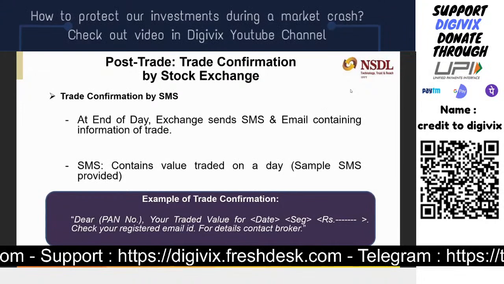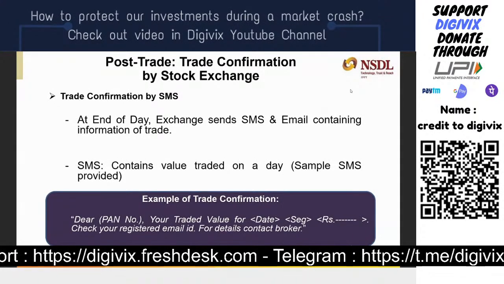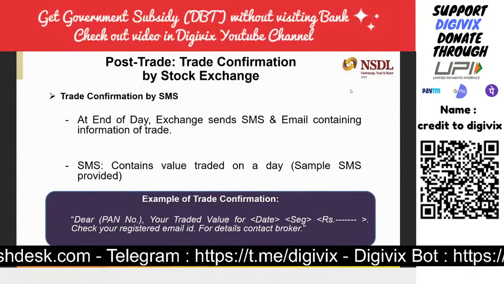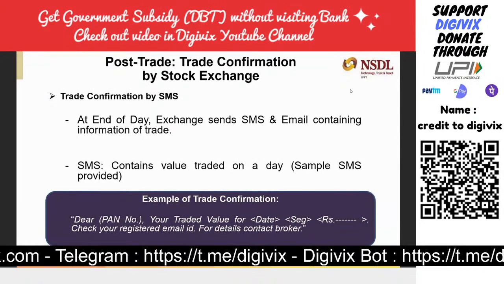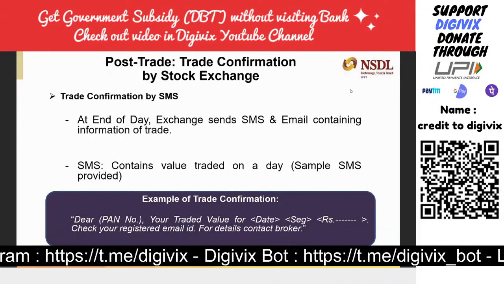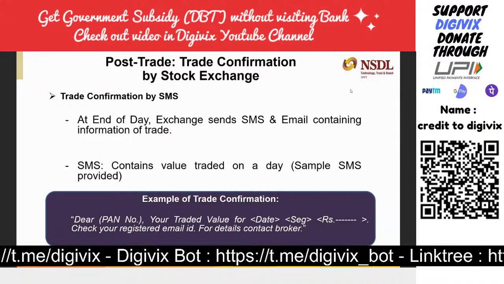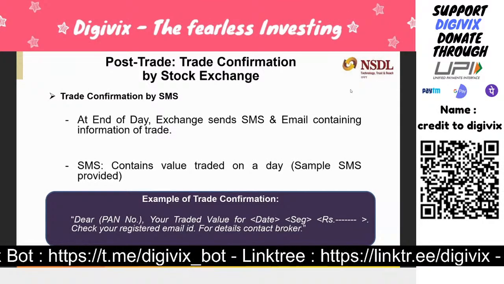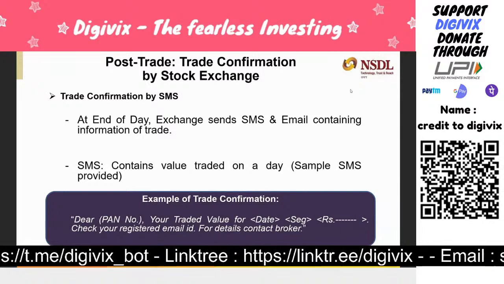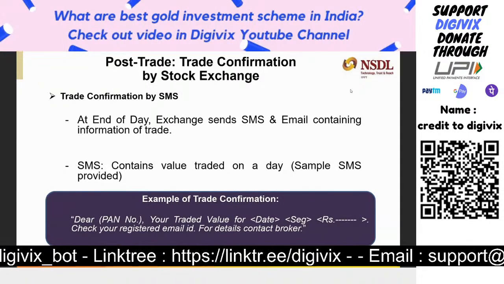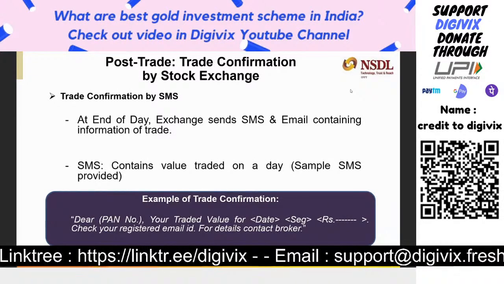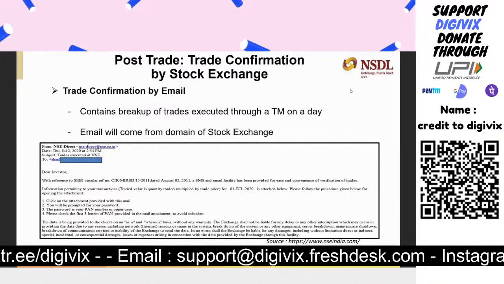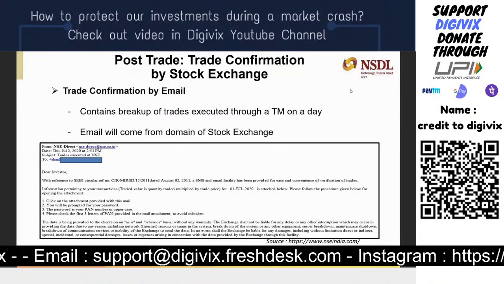Now the post trade confirmation by the stock exchange, these are the things which we have already discussed, by the way, but at the cost of repetition, I'd like to reiterate yet again. End of the day, the exchange sends email and SMS both, with the entire trade which had been executed in your account. Whenever you trade, you will get an SMS after market hours. So the format is there on your screen for you to see. This is the format for SMS. Likewise, this is the format for email, which they also send. So it comes on a daily basis.